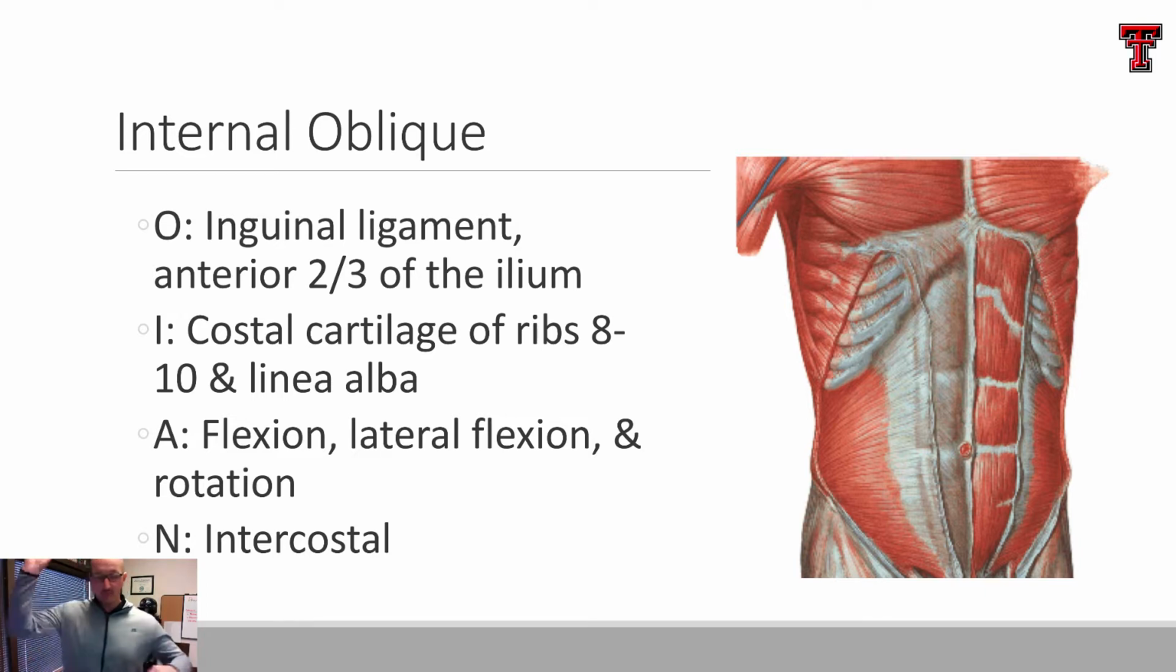So if I'm throwing a baseball and I'm following through and I'm rotating and flexing all at the same time, that external oblique on the right and internal oblique on the left are helping that action to occur. Okay, the same thing's true with the opposite side. So lots of times we will train these muscles collectively.